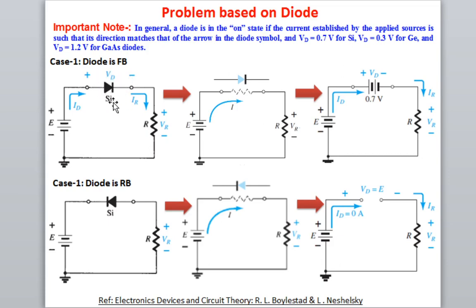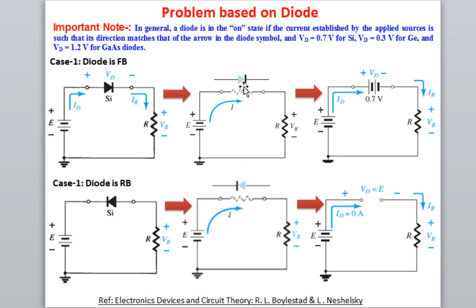Then this diode, and if you see the arrow of the diode, this is the diode arrow, and this is the current arrow. So if this current arrow and diode arrow both are in the same direction, that means in this case we will assume that this diode is in on state.